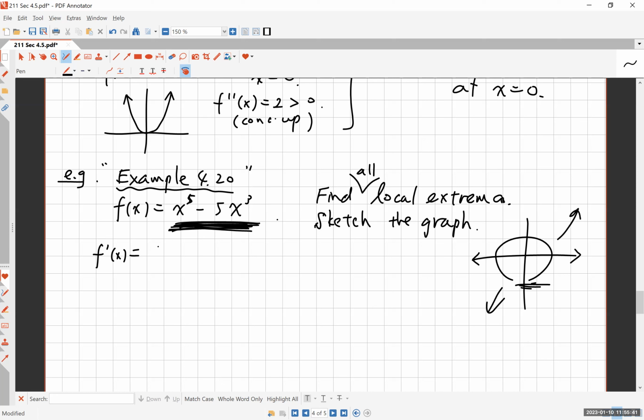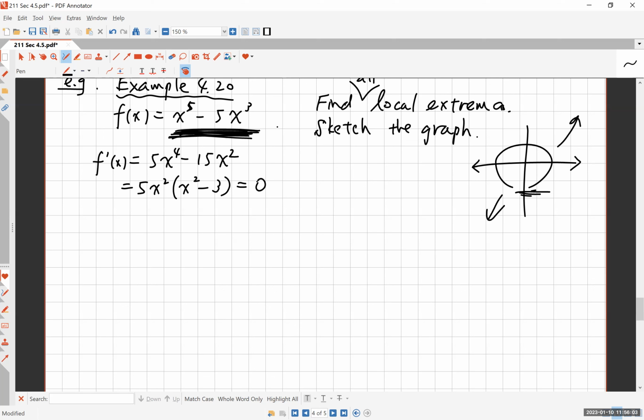All right, so f prime is 5x to the 4th minus 15x squared. You can factor 5x squared and you get x squared minus 3, right? Now, to find the local extrema and to apply the second derivative test, you have to find critical points. So you set this equal to 0. You know that the derivative exists at every point because it's a polynomial, so you don't have to worry about the derivative being undefined.